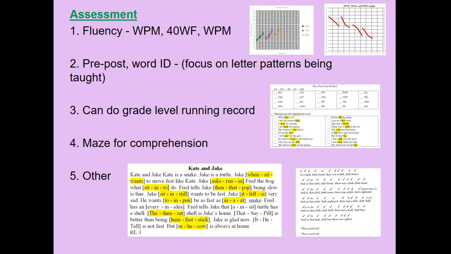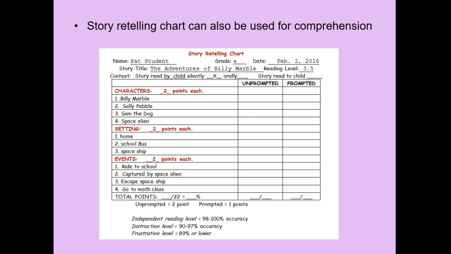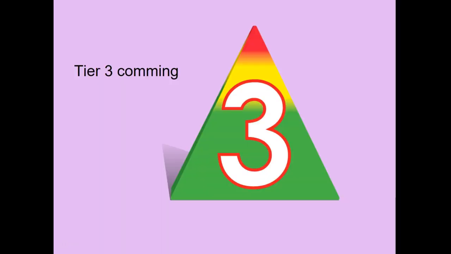Ways to assess, of course, fluency words per minute. Pre-post, we talked about that. Can do grade level running record for word identification, and that is individually given. Maze for comprehension. These are all ways to assess in Tier 2. For comprehension, I like using story retelling charts. This is a validated way to assess comprehension. Every assessment has its strengths and weaknesses, by the way.